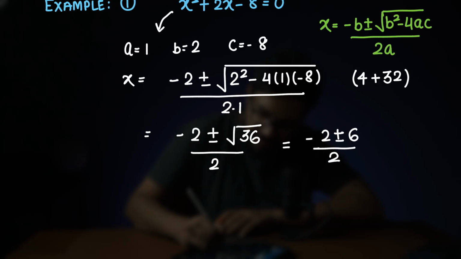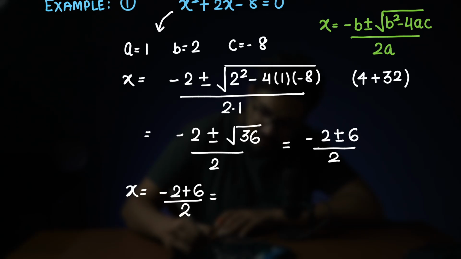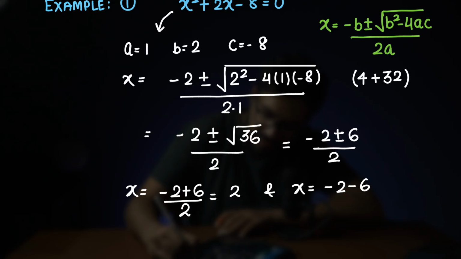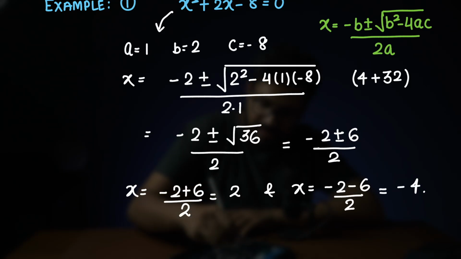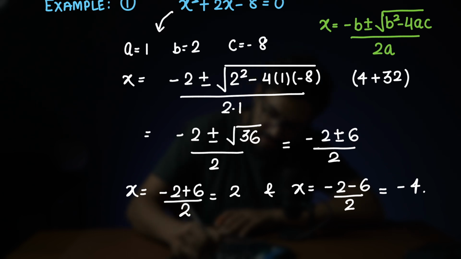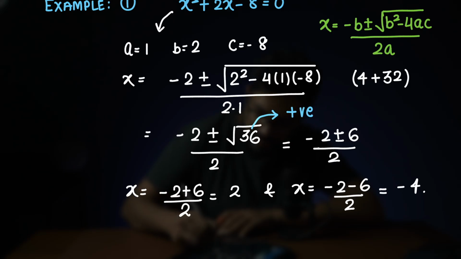So in this case, we will have two solutions, one with the positive value of 6: minus 2 plus 6 divided by 2, which gives us 2, and one with the negative sign of 6: minus 2 minus 6 divided by 2, which gives us negative 4. Notice that in this case, the number inside the square root is a positive number, and we have two solutions.